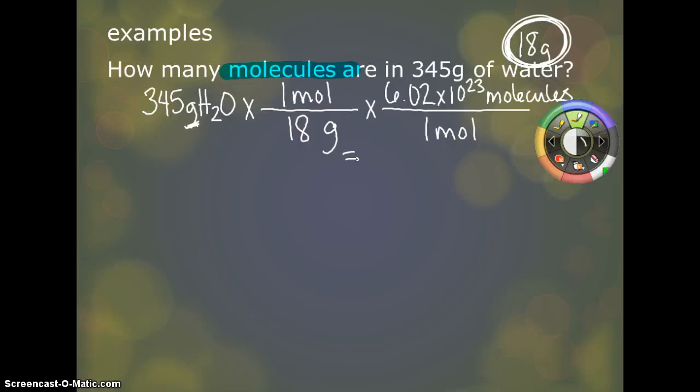For sig figs, we can have how many digits? 3. 1, 2, 3 digits there. So when we report our answer, we are going to report it as 1.15 times 10 to the 25th. And what is our unit going to be? It's going to be molecules, because that's what we're looking for. That's the only thing we're left with.